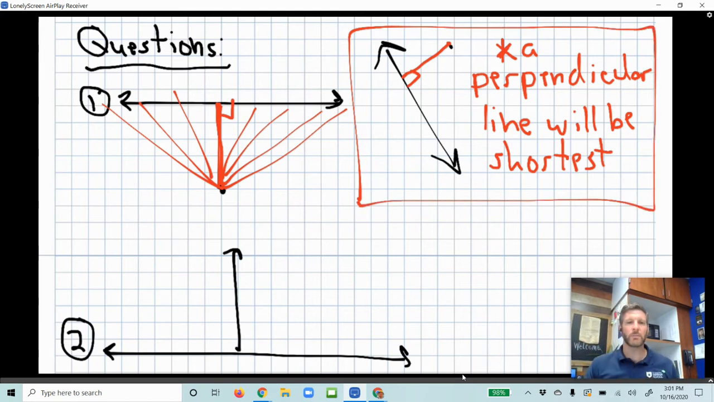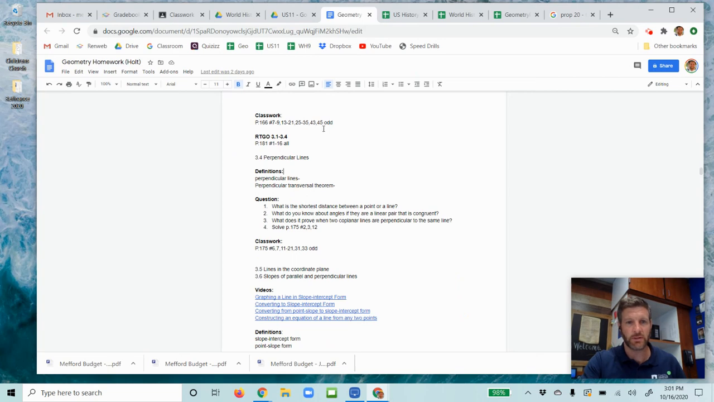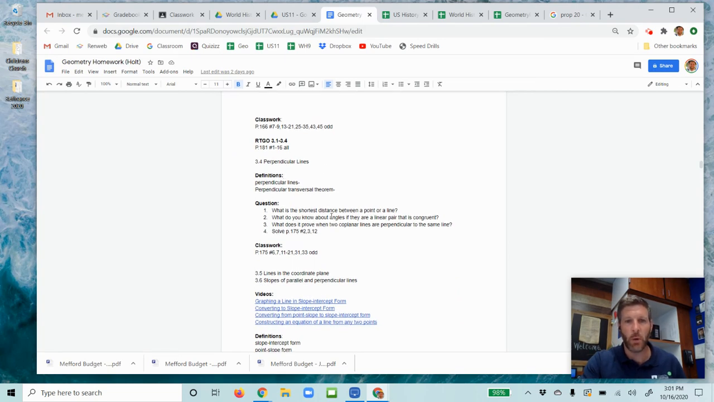All right, and you'll see in question number 2 how that then applies. Okay, so question number 2 is out of our text, I think, right? Let me make sure I get to the proper questions here. All right, question number 1, what is the shortest distance? Okay. Number 2, what do you know about angles if they are a linear pair that is congruent? Okay, so this is what I just did.